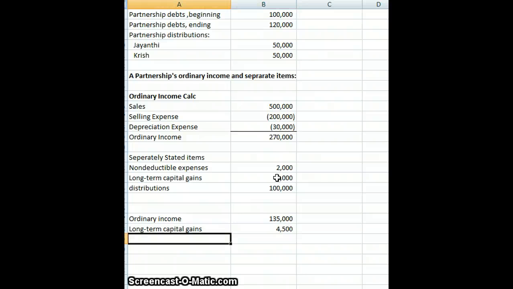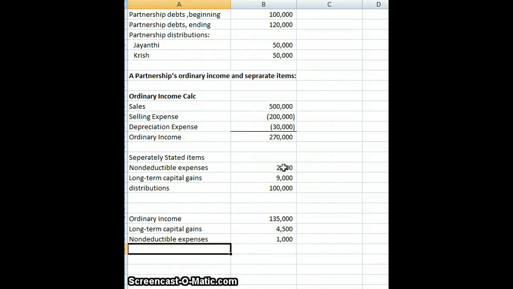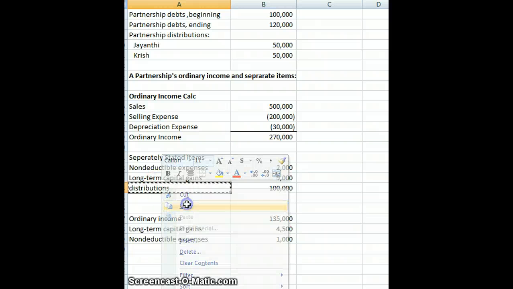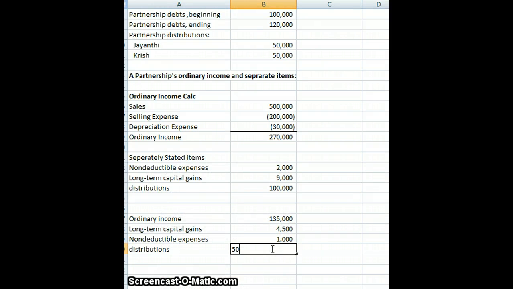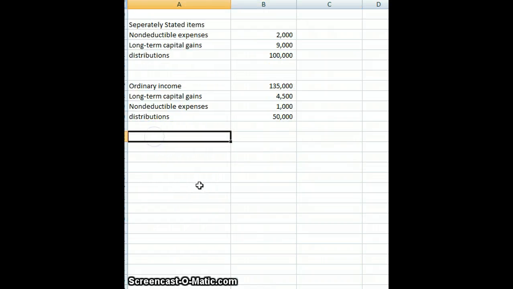Other things that she's going to have in her partnership are the non-deductible expenses and her share of that, so it's going to be $2,000 times 0.5. And our distribution, we had a distribution of $50,000. So that is going to be her share of the partnership activity for the period. So that is part B.